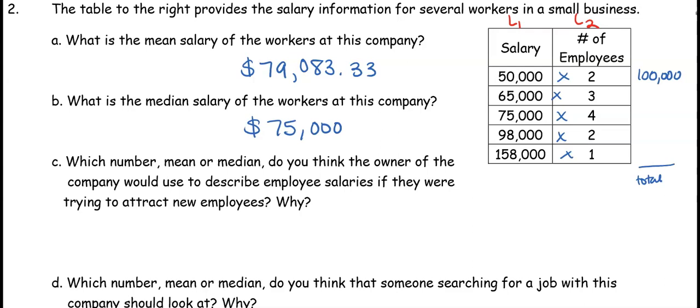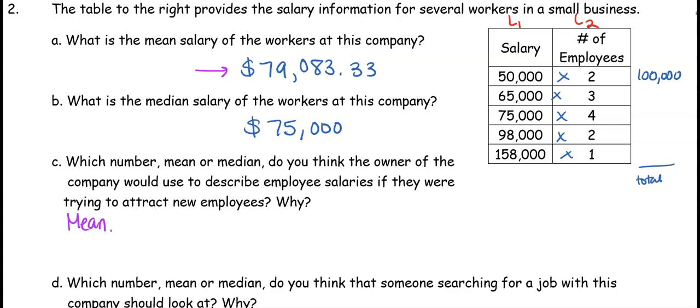This is where statistics can be skewed and somewhat abused by the people that are using them. Which number, the mean or the median, do you think the owner of the company would use to describe employee salaries if they were trying to attract new employees? So this is pretty obvious. Of course, we would be using the average. We would be using the mean. That's because it's higher than the median.